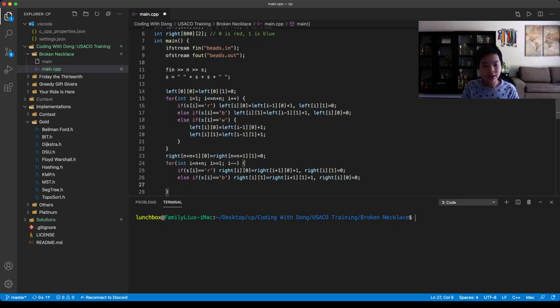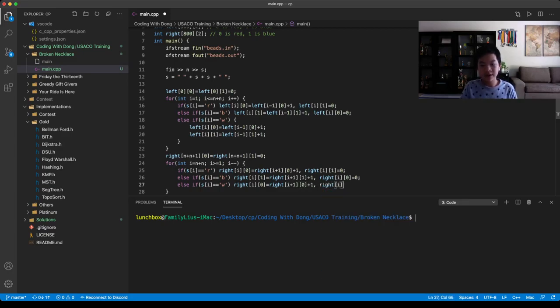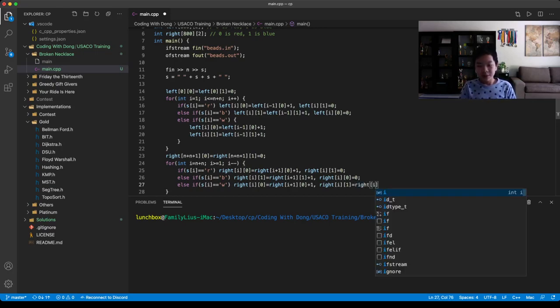Alright, so the last case is if it's white, then your right of i of red would be equal to the previous one plus 1. And the same would go for the blue one. So right of i plus 1, 0 plus 1, and the right of i of the blue one, which is 1, would be equal to the next one, or actually it's the previous one, which is i plus 1. So it'd be right of i plus 1, 1 plus 1.